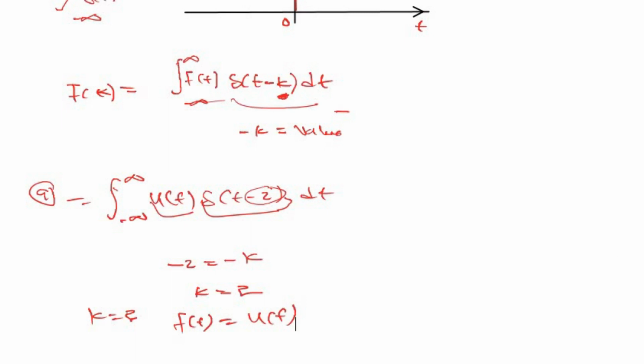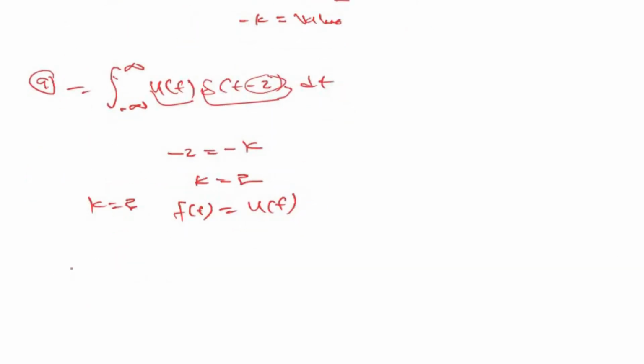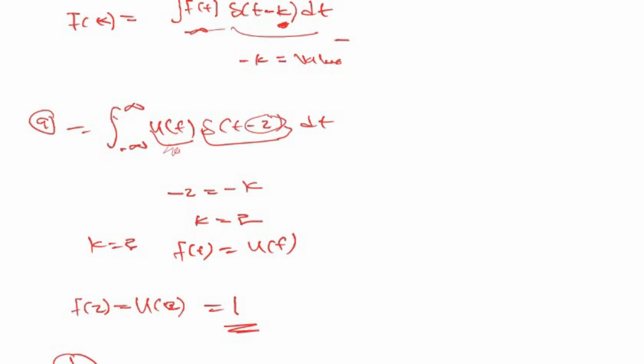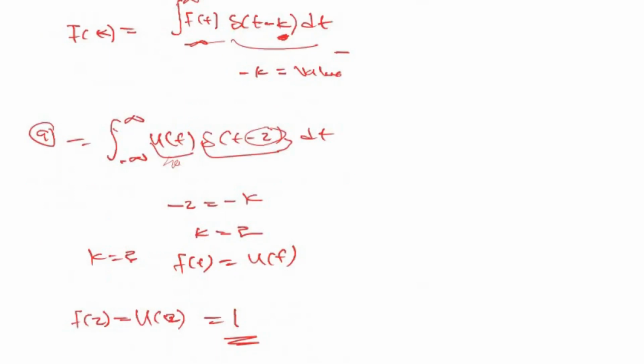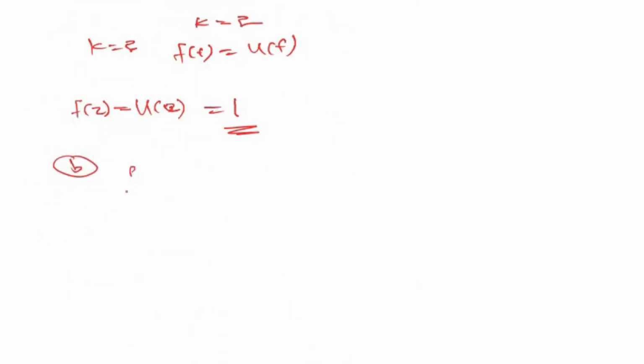Now if we integrate this, we have f of 2 equal to u of 2, and this is the same thing as 1 because you are integrating only u of t. So this is equal to 1. Now for the b part, we solve it like this because it is a unit step. We have the integral from minus infinity to infinity of t squared plus 3t minus 1, then the impulse shifted, t plus 1, dt.